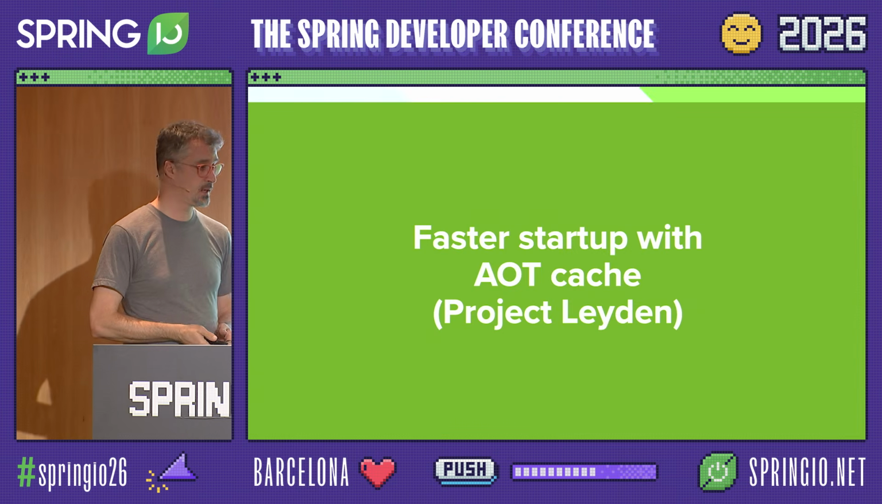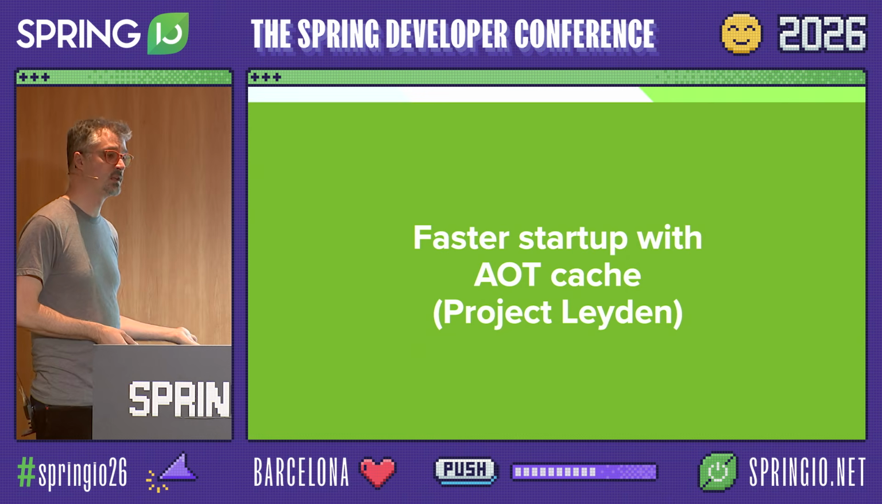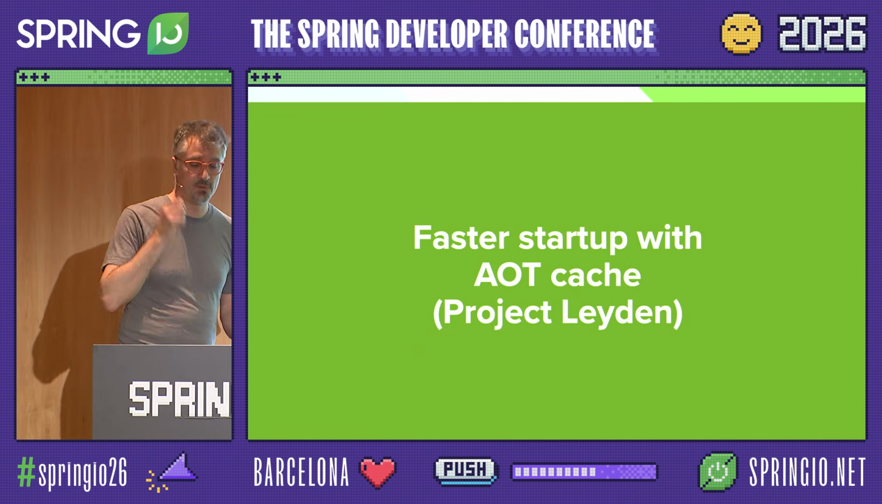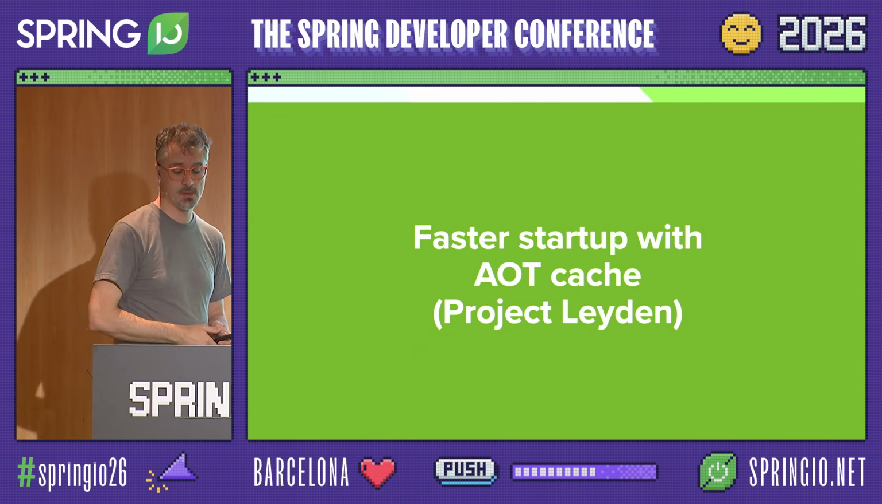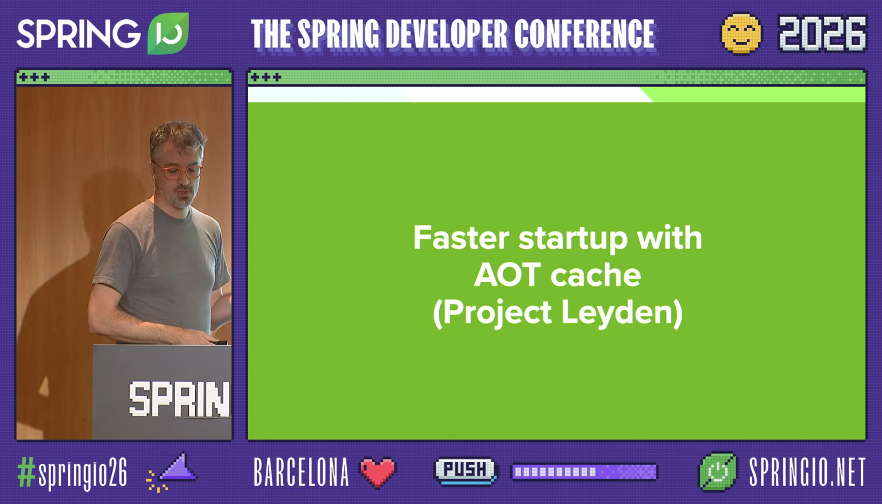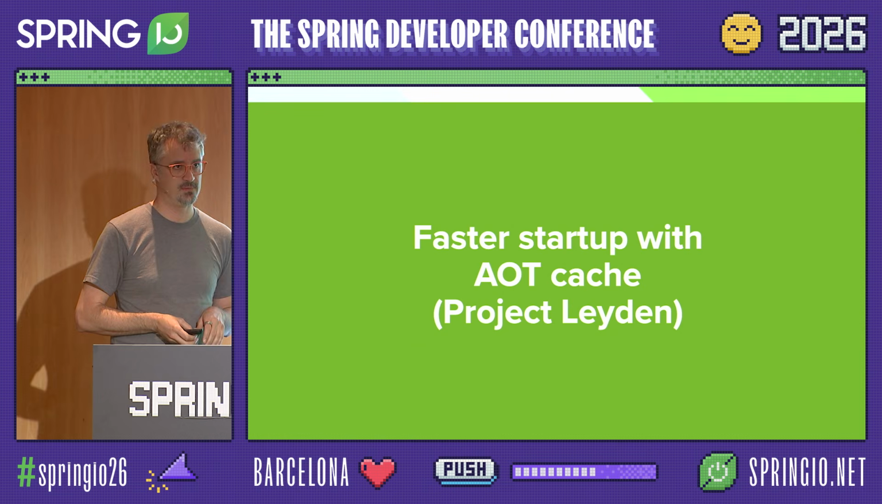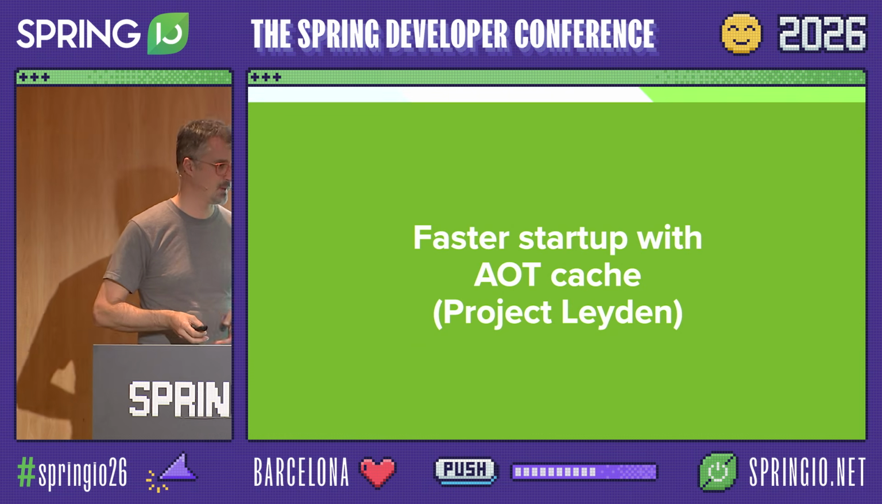And the last feature I would like to present is faster startup with AOT Cache. Again, it's not Kotlin specific, but it's not a feature that is very widely known, so I think it's worth explaining. Project Leyden is basically a project that is focused on efficiency with a regular Java platform.